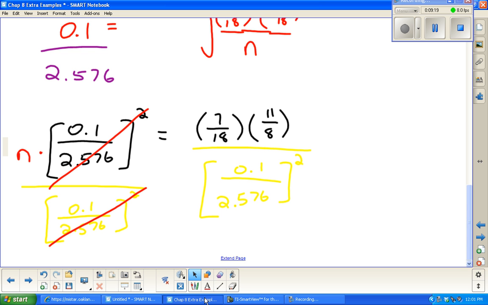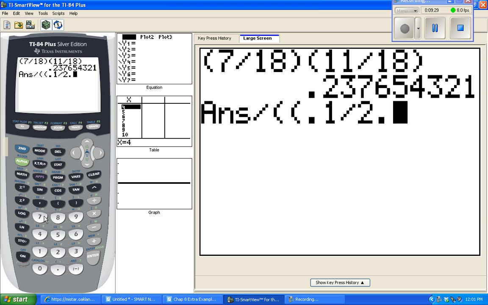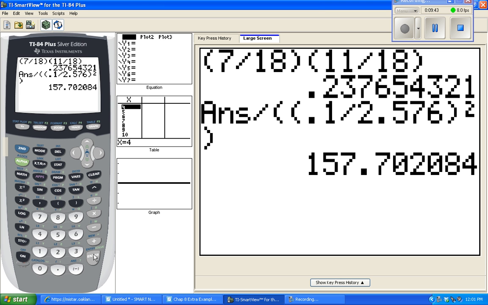0.01 over 2.576 squared. So let's take the answer that we have, divide by 0.1 over 2.576. That whole thing was squared. I just put the extra set of parentheses to make sure we're going to divide by that entire thing. So let's take the 0.2376 dividing by the denominator, and that's given us an answer of about 157.7. So that's n.